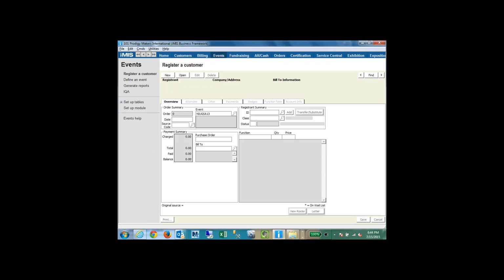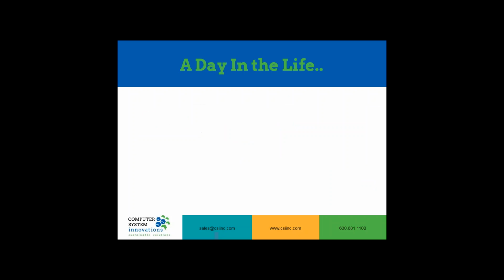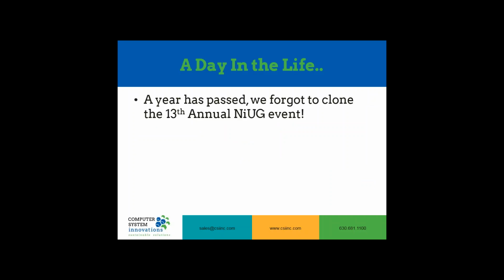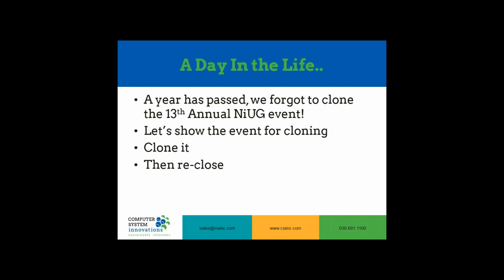Now, a year's passed. Well, hold on. Let's go back to our presentation, right? Okay. So that was cool. What else happens? A year's gone by. It's time to have our 14th annual NIAG event, but we forgot to clone 13. So let's show the event for cloning, clone it, and then reclose the event.